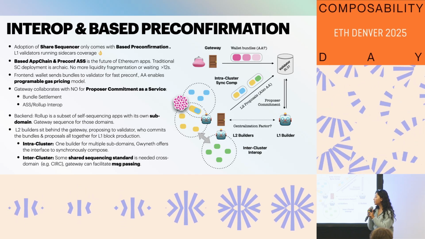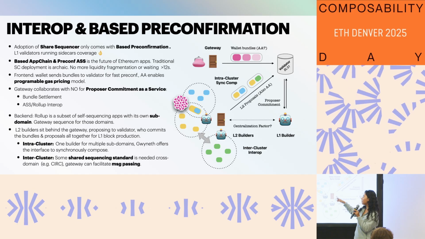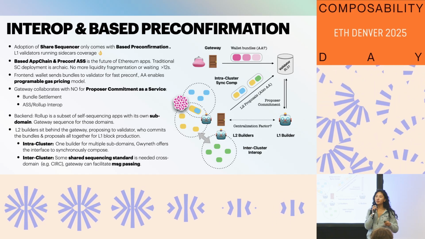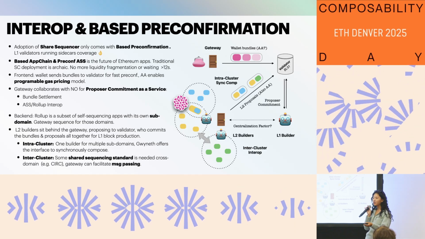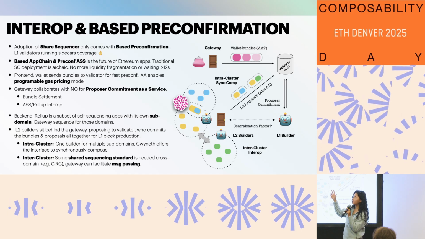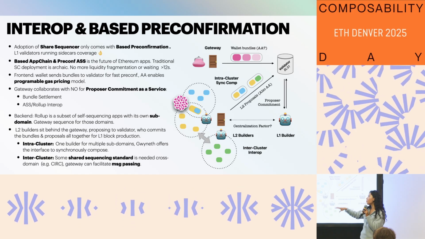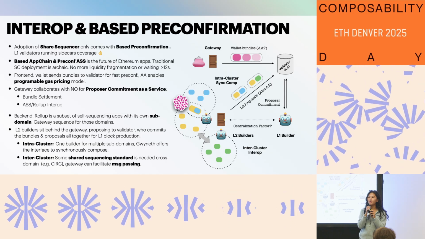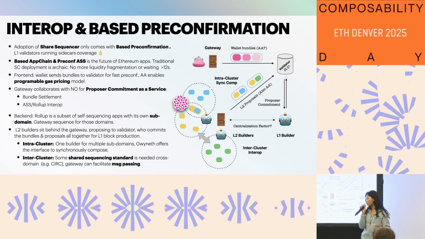And a based builder will sit behind the gateway, proposing to the validator who commits the bundle and proposes for all of the L2 settlement altogether for L1 production. And each based builder can either sequence for different subdomains, or one subdomain can be sequenced by different builders with some sequencing protocol.